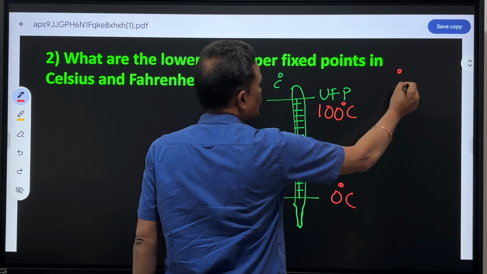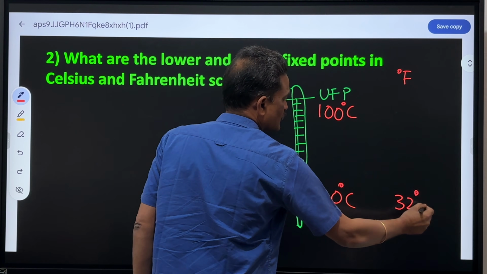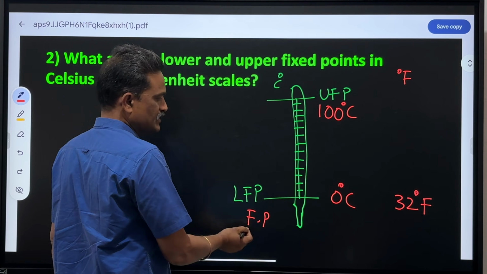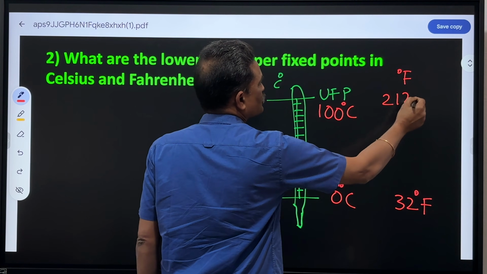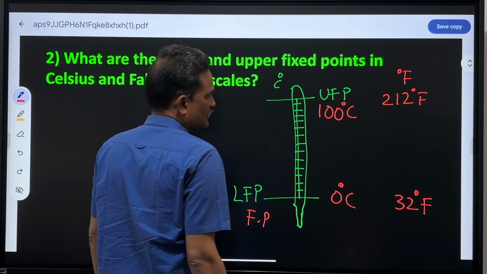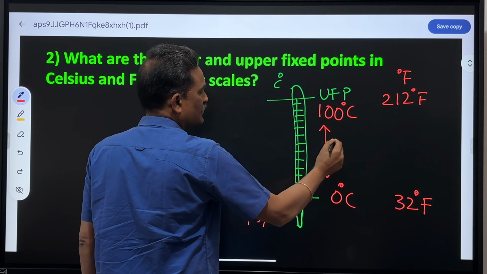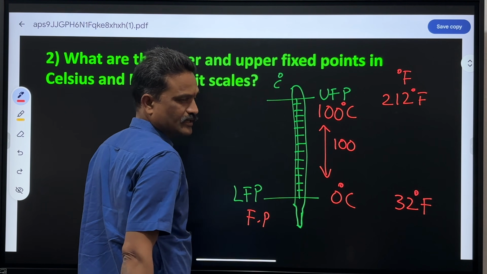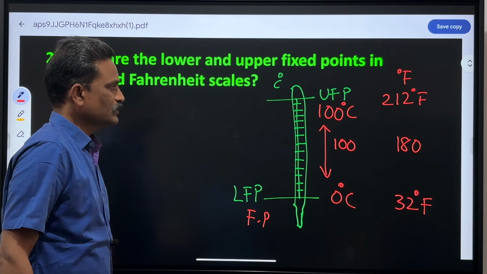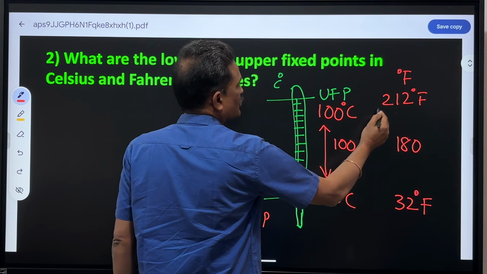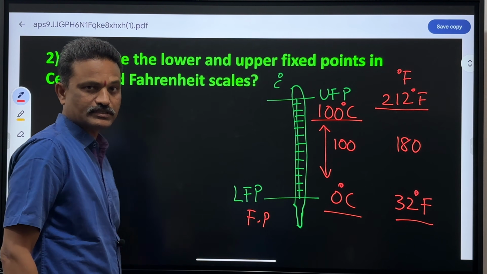In the case of Fahrenheit scale, this is 32 degree Fahrenheit. That is the freezing point of water. And this is 212 degree Fahrenheit. So in Celsius scale, it is subdivided into 100 divisions, whereas it is divided into 180 divisions. So if you write this much, that is enough. Here 212, 32 and in this case 100 and 0 degrees Celsius.